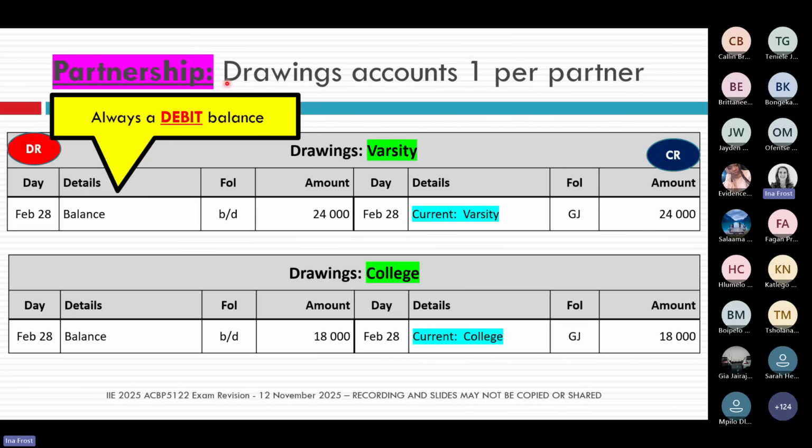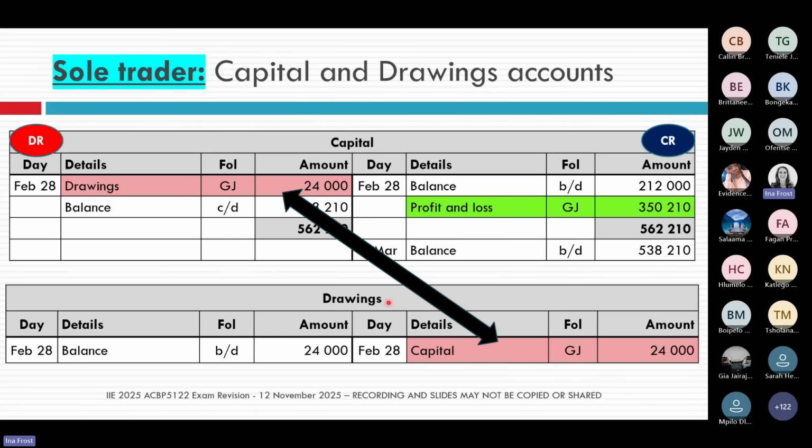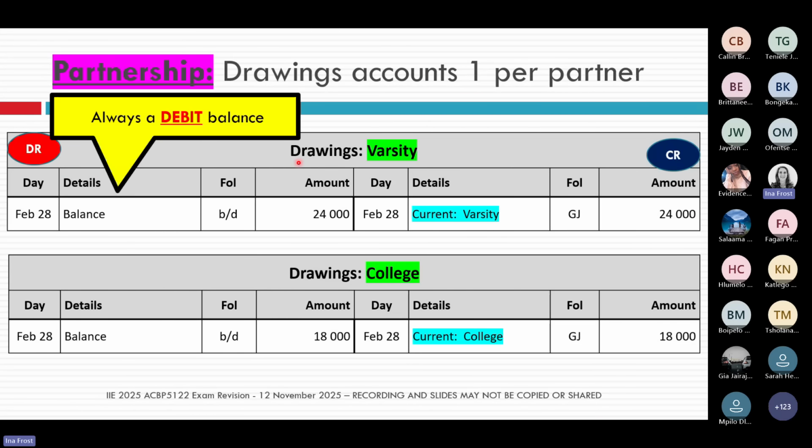Then for the drawings account, again, there's now going to be a drawings account per partner. So there's now going to be more than one drawings account, but the drawings account will still have a debit balance. Okay, so a drawings account has always got a debit balance, irrespective if you're working with a partnership or with a sole trader. But the difference now comes in, where are we going to close off the drawings account? You will remember in the sole trader, we took the drawings account to the capital account, but with a partnership, we take the drawings account to the partner's current accounts.